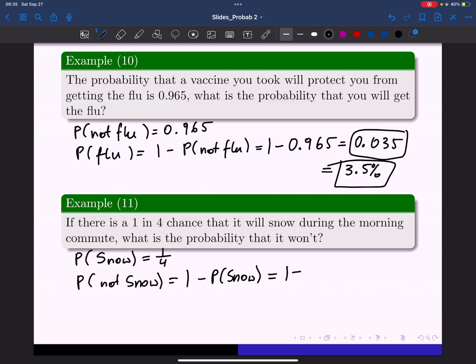So 1 minus 1/4. Then we change that 1 to 4ths. It's like 1 times 4 over 1 times 4. We can see that 1 is 4 out of 4, minus 1/4. So this gives me 3/4. Or if we divide this, that gives me 0.75, or 75% chances of not snowing.